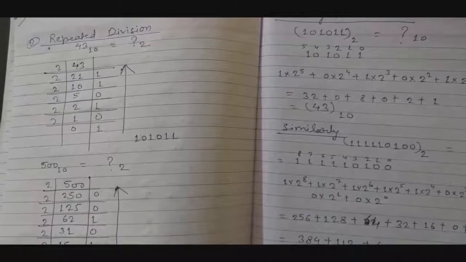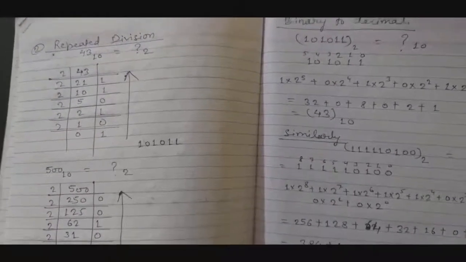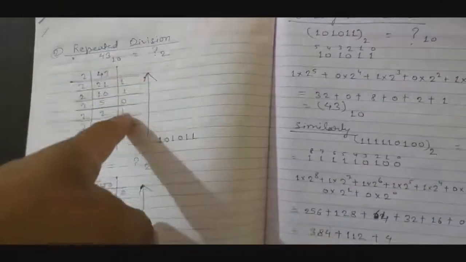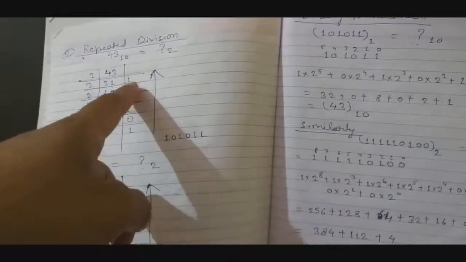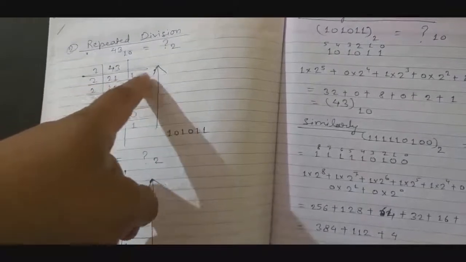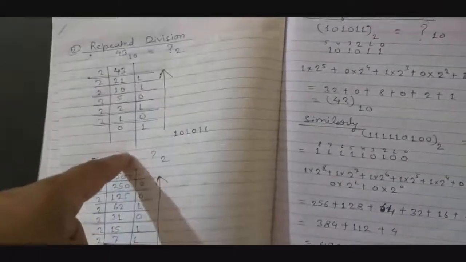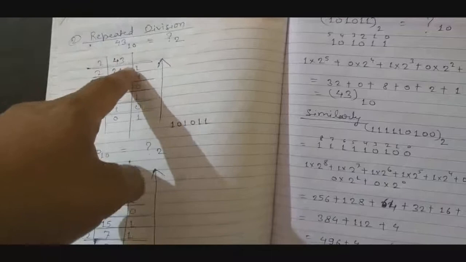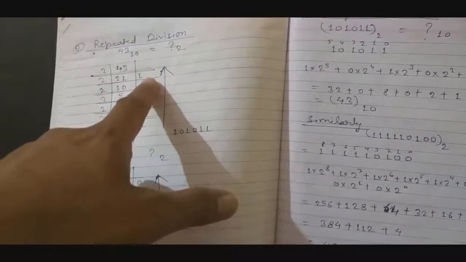Now here we will divide 43 by 2, and we will place the remainders. Here you can see that I have placed the remainders. So 2 divides 43, the remainder is 1, the quotient is 21 and the remainder is 1. We have to place the remainders over here and the quotient over here. So make it clear. 2 divides 43 and the quotient is 21 and the remainder is 1.